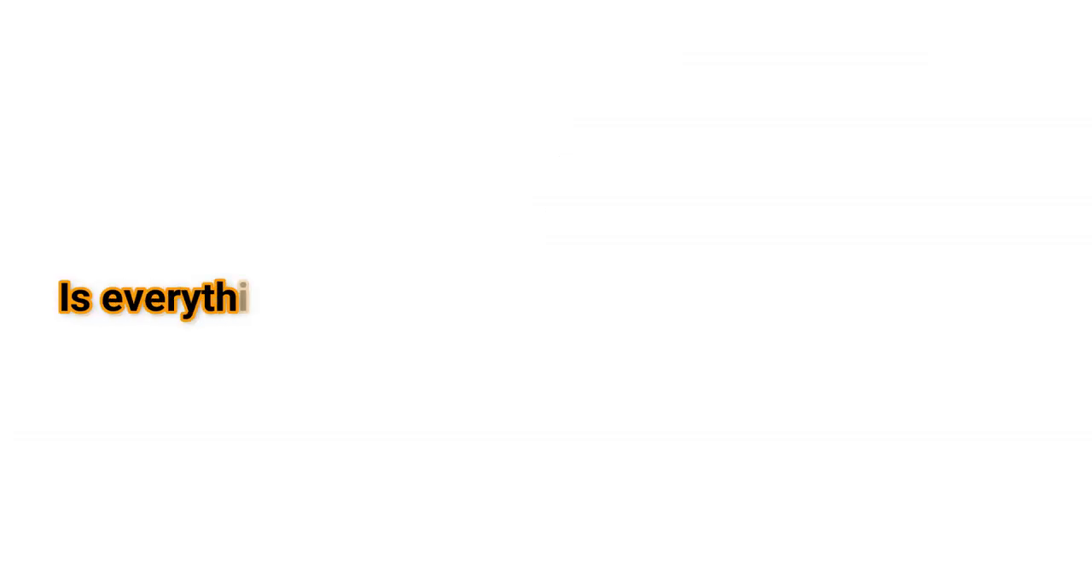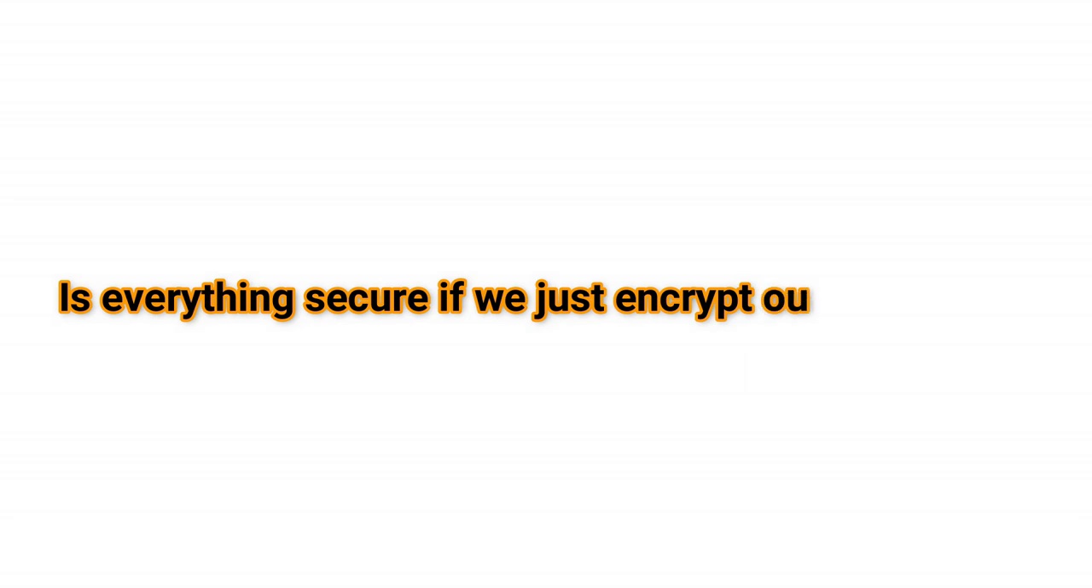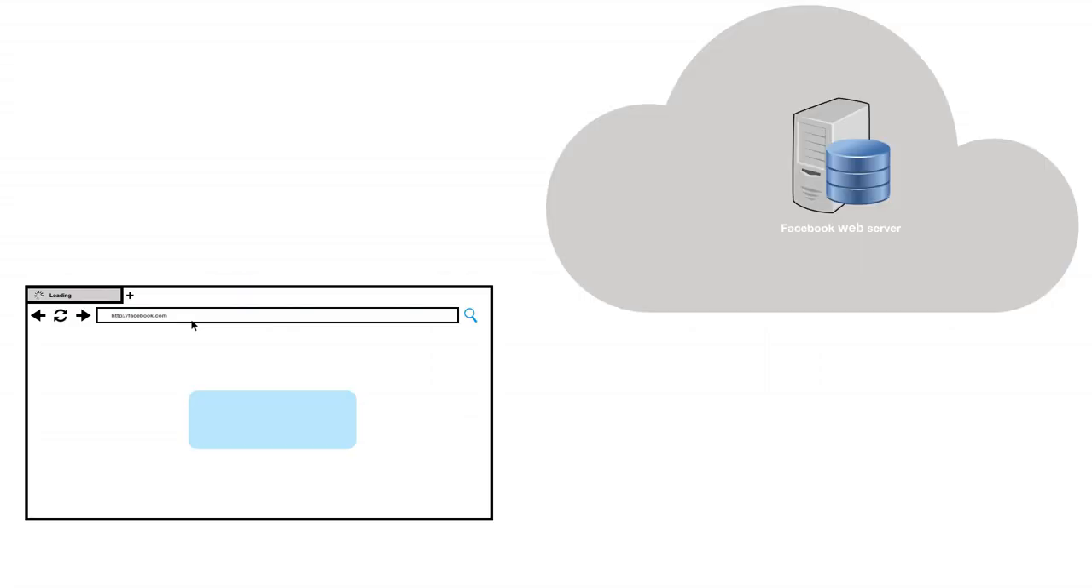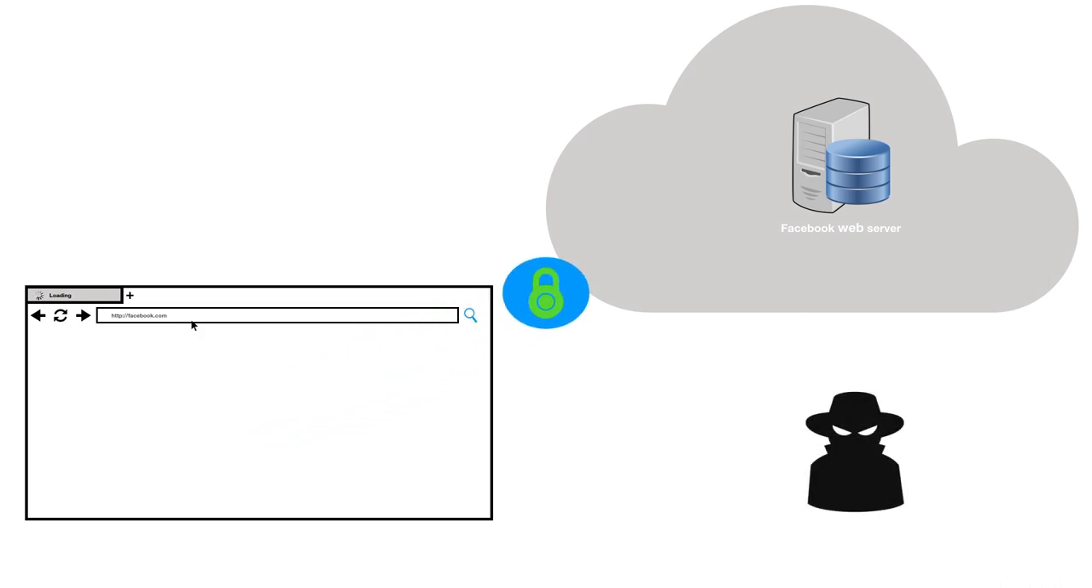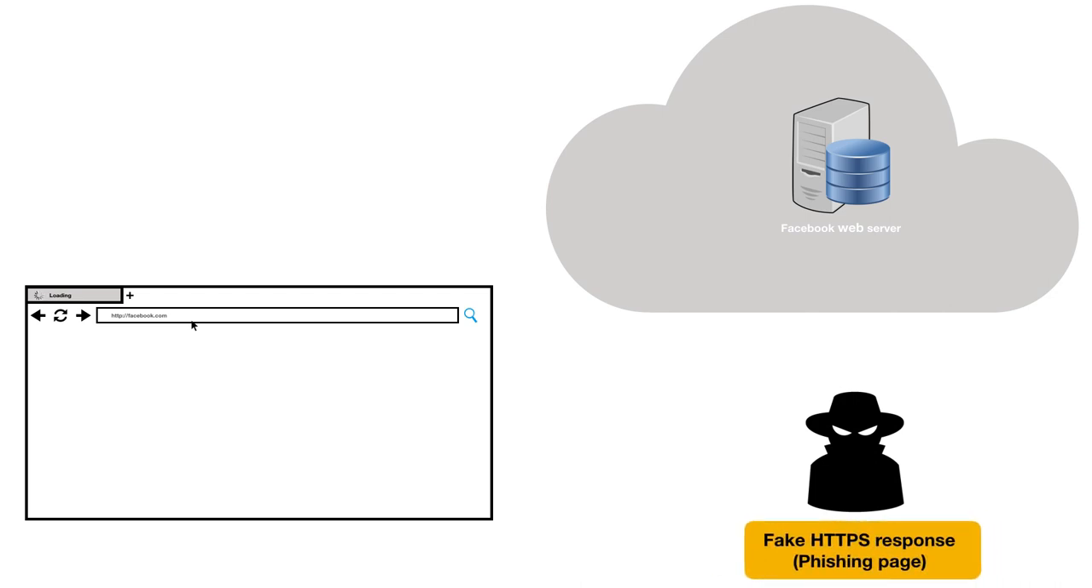Now, is everything fixed and secure if we do this? You might say yes, but technically there is still a vulnerability even after we encrypt all the messages. What if a hacker is still acting as a man in the middle and sniffing all your packets? In this case, when you make a request to Facebook.com, the hacker can simply send you a fake Facebook login page or a phishing page as a HTTP response message, pretending to be Facebook.